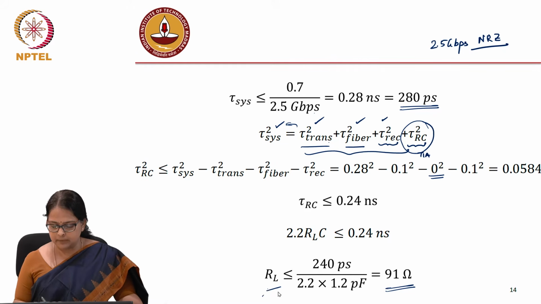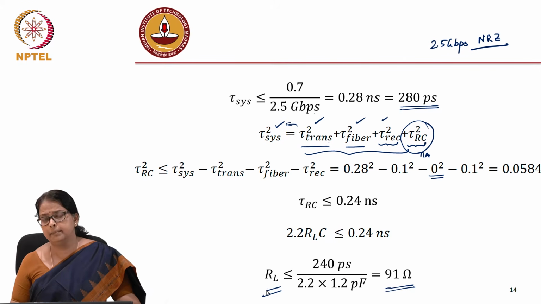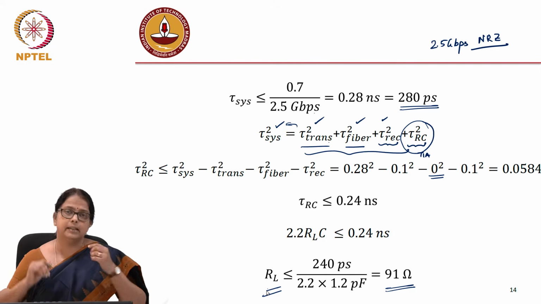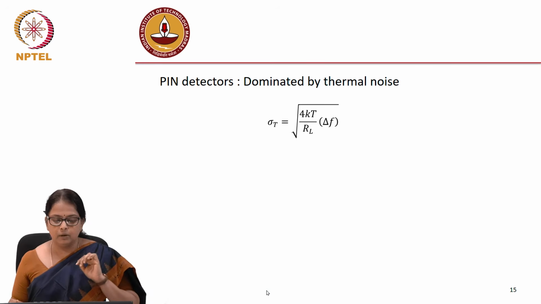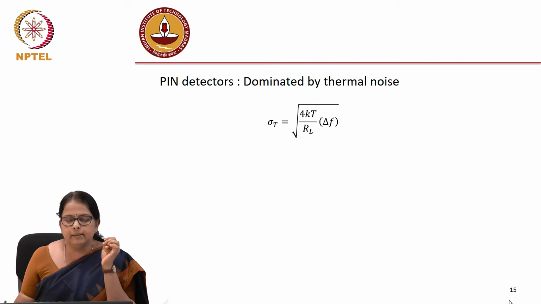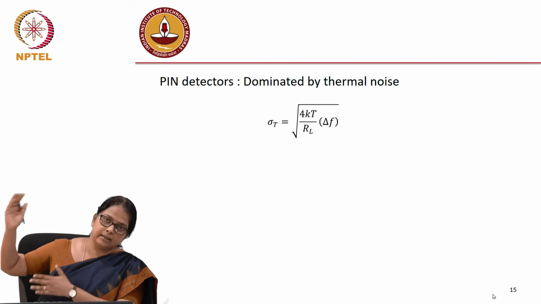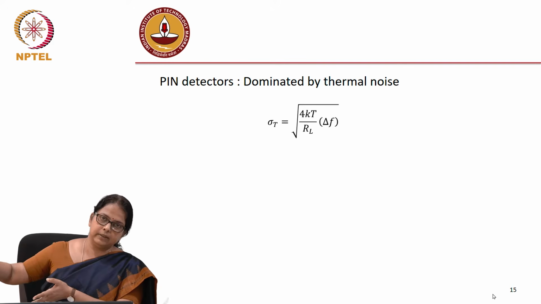Okay. Now this problem is not over. This is only the first part. This is the allowed load resistance. We now need to look at what the transmitted power is, or what is the longest link that is possible. So we go back to our loss budgeting. So we say that it's a pin detector. Now loss budgeting always starts at the receiver. So start with what kind of receiver you have.